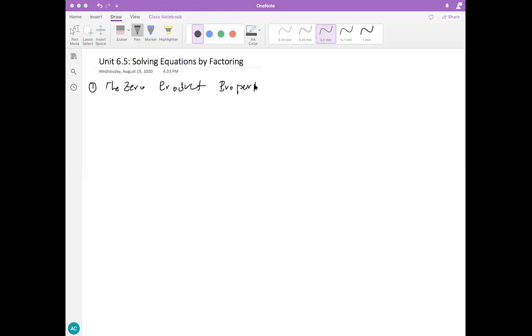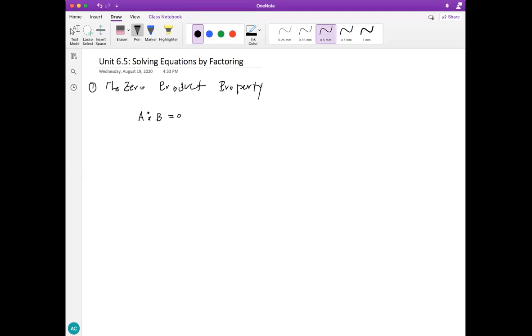So what this basically just means is when you multiply two things, let's say two quantities, two amounts or two expressions, for example, a times b is 0. This means at least one of them must be 0 in order to get 0 from their multiplication, from their product. Okay, that's what we call the zero product property.